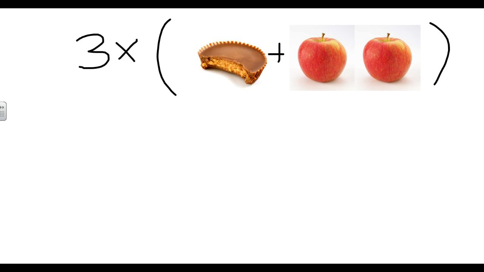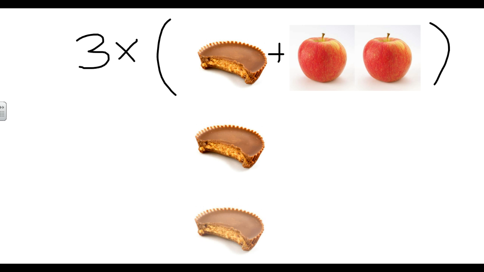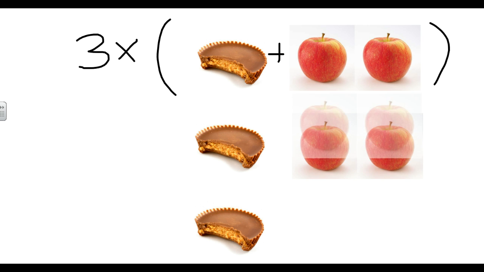So we would want a total of 3 of this, which we can represent as a peanut butter cup plus 2 apples. Well, if we have 3 of this complete set of things here, then each person would need to have a Reese's peanut butter cup. So we would need 3 peanut butter cups, but we would also need each person to have 2 apples.